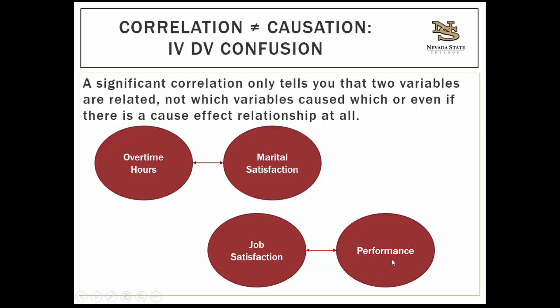Or maybe those who perform well have more job satisfaction, right? You're good at your job, so you're feeling good about it. Or maybe you're not so good at your job, so you're not feeling so satisfied. You feel dumb at work. You feel like you're not doing the right thing. You feel confused. You have less confidence. So that's just an example of how it may not always be clear which variable is coming first in that observed relationship.